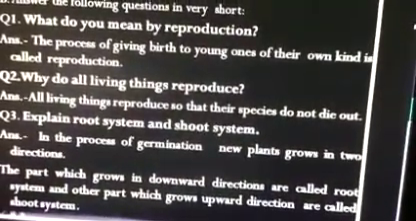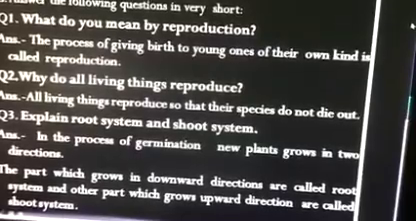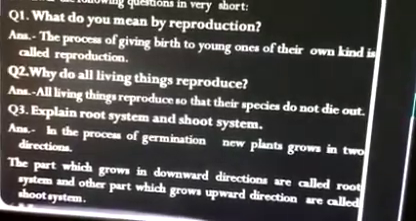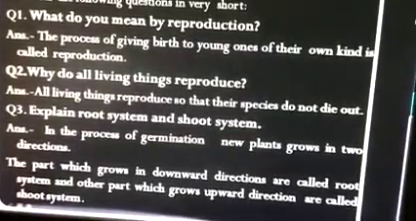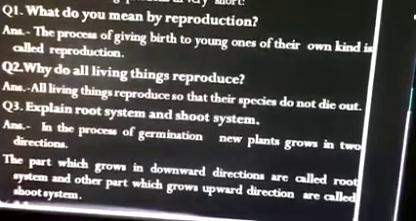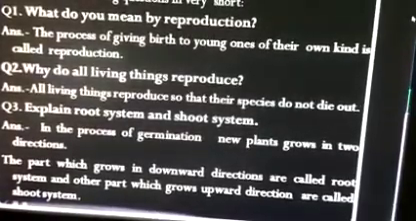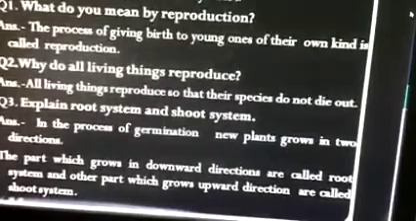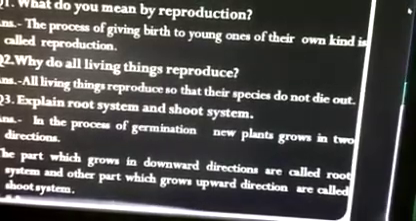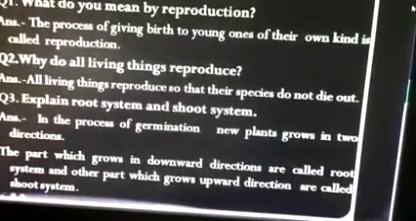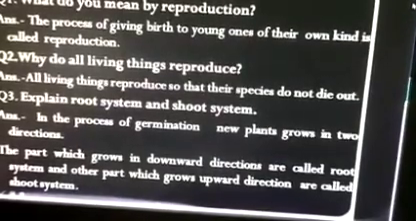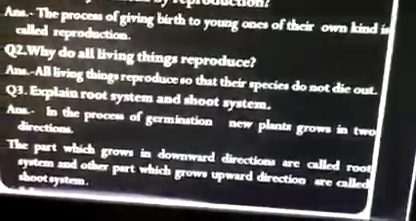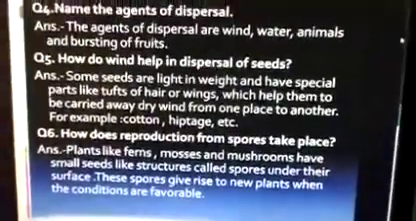What do you mean by reproduction? The process of giving birth to young ones of their own kind is called reproduction. Why do all living things reproduce? Answer. All living things reproduce so that their species do not die out. Question number 3. Explain root system and shoot system. In the process of germination, new plants grow in two directions. The part which grows in a downward direction is called the root system and the other part which grows in an upward direction is called the shoot system.